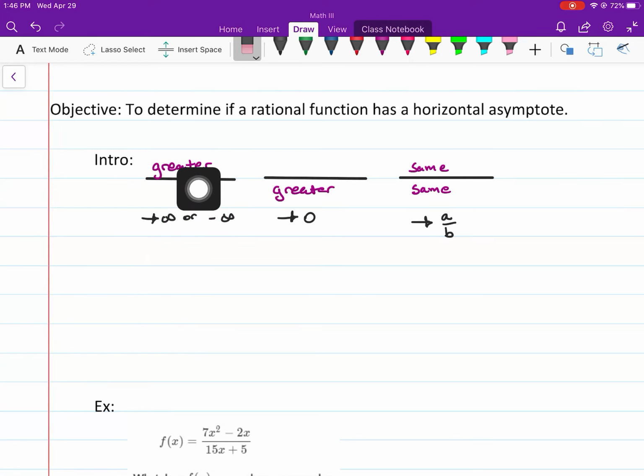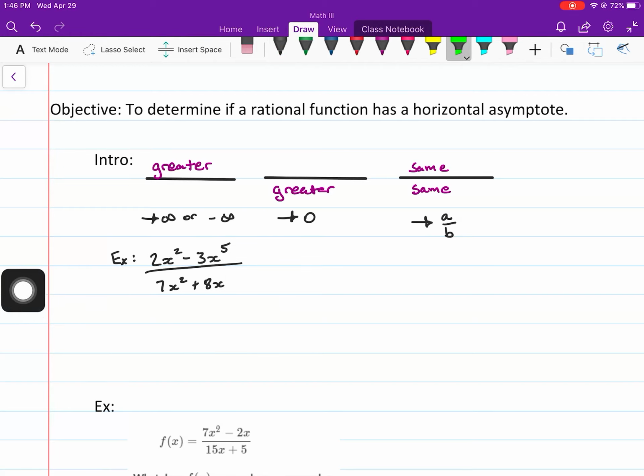So let's look at this. If the power is greater on top, then our function is going to go to either infinity or negative infinity. We'll have to test to see what it does. For example, if you had 2x squared minus 3x to the 5th over 7x squared plus 8x, you look at the greatest power. What's the greatest power on top? A 5. Look at the bottom. What's the greatest? 2. Since the power is greater on top, this is going to go to either infinity or negative infinity.